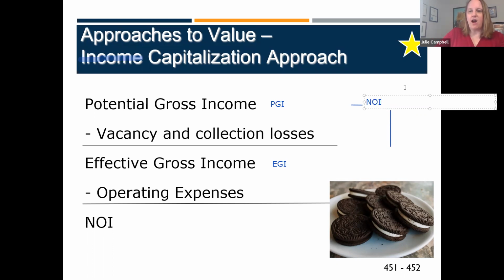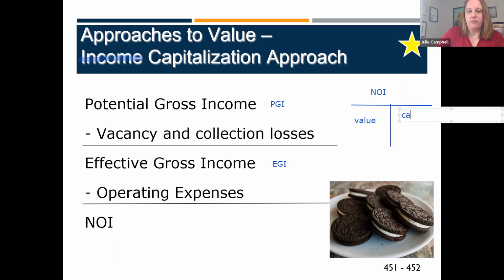And the T-bar says that our net operating income is part of our value that'll give us our capitalization rate. Your tests are going to ask you for value or the cap rate. They're going to give you value and ask you for cap rate, or they're going to give you the cap rate and ask you for value. They are not going to give you the net operating income. You're going to be expected to find the net operating income. How do you find the net operating income? Take your PGI minus your vacancy and collection losses minus your operating expenses. It's going to be a two-part formula.